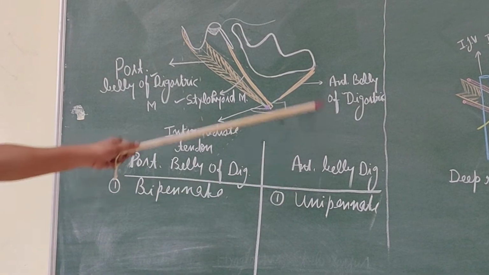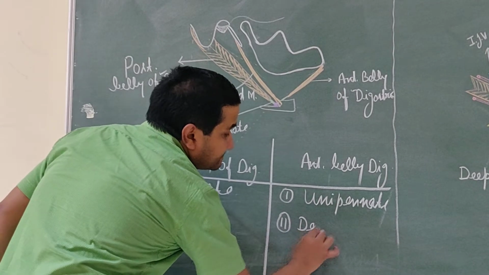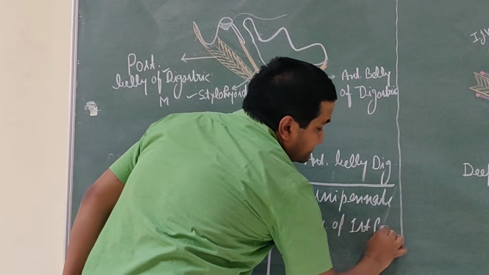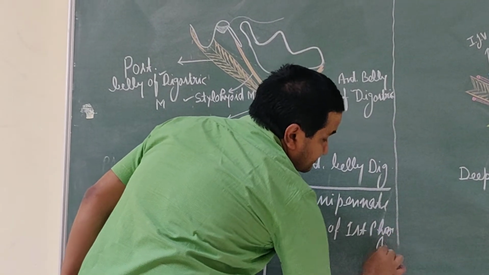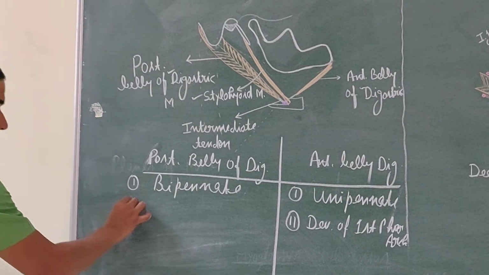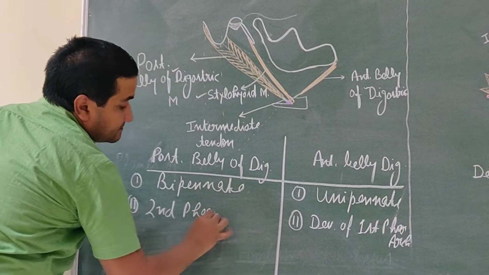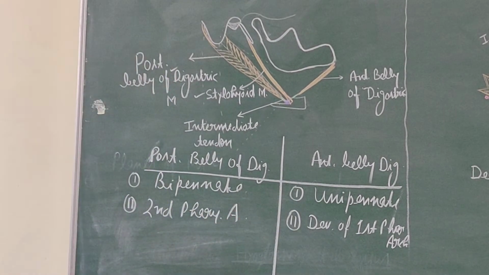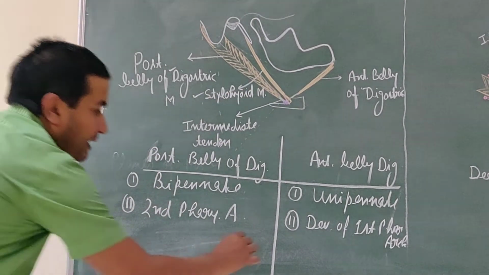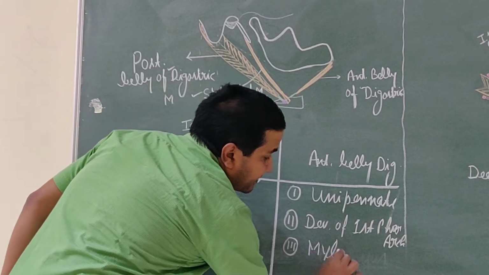The anterior belly of the digastric develops from the first pharyngeal arch, and the posterior belly develops from the second pharyngeal arch. So, according to the development, the anterior belly is supplied by the mylohyoid nerve.